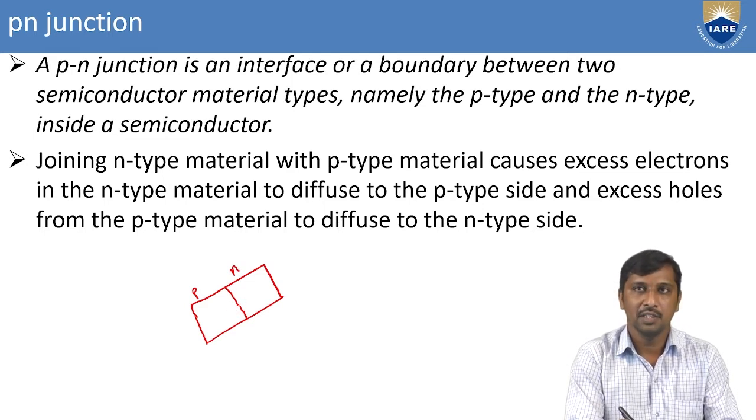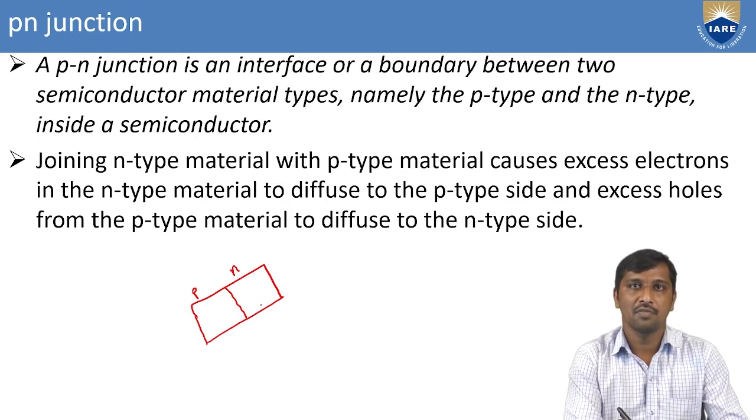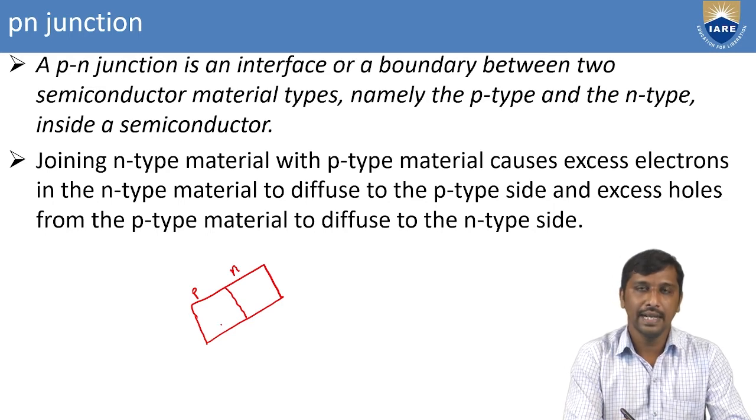We are combining these two materials. This is a plain semiconductor. In that plain semiconductor, one half is doped with trivalent impurities, which creates the P-type semiconductor. If we dope pentavalent impurities in the other half, it creates the N-type extrinsic semiconductor. And this boundary is used to establish the connection between the P-type and N-type materials here.